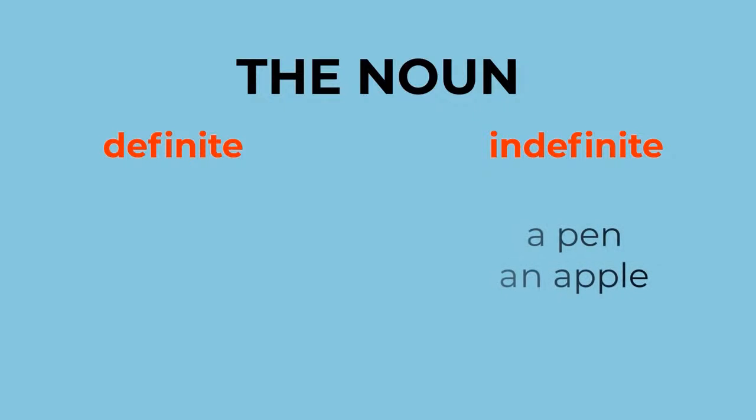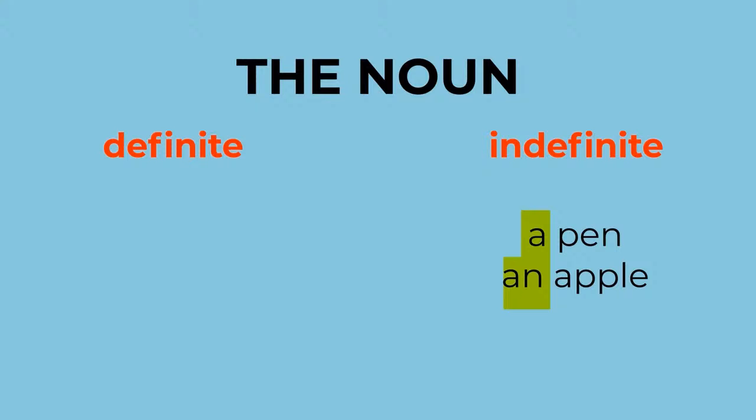The noun is either definite or indefinite. Sahih, brothers and sisters? Either it is definite or indefinite. What do we do in English when it is an indefinite noun? How do we describe it, brother? By using a or an.